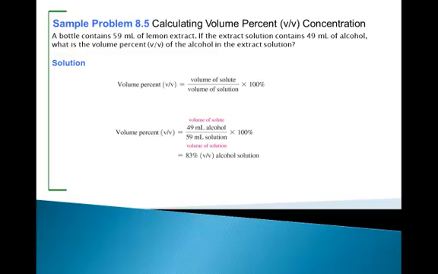So 49 divided by 59 times 100 would get me my percent. And this has 2 significant figures, and the 59 also has 2, so the least amount is 2, and I got 83% by volume.